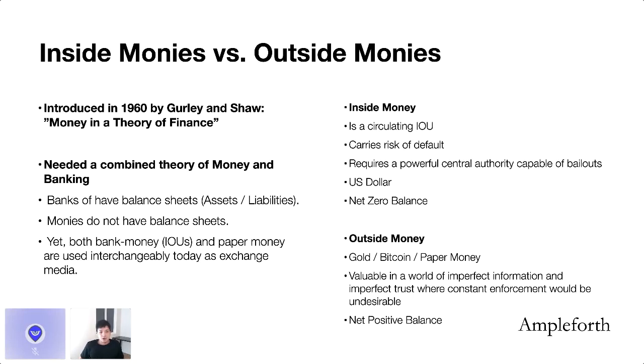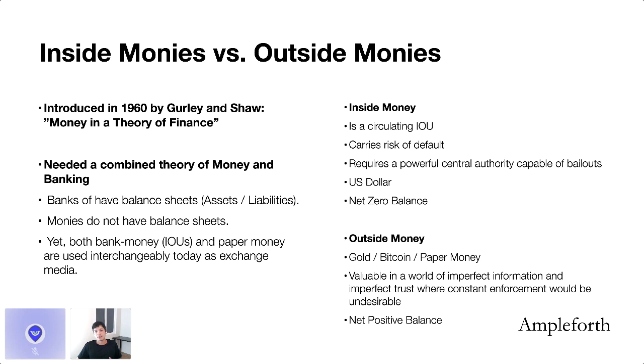sheet. But there's a great deal of money in circulation that is an inside money that represents debt, right? For example, all the debt creation that happens based on reserve ratios by commercial banks, right? And we use these circulating IOUs, this debt-based money, and the paper money, which doesn't represent a balance sheet of assets and liabilities interchangeably, which is why it was important to create this combined theory of money and banking. And so Gurley and Shaw decided to classify these things into inside monies and outside monies.